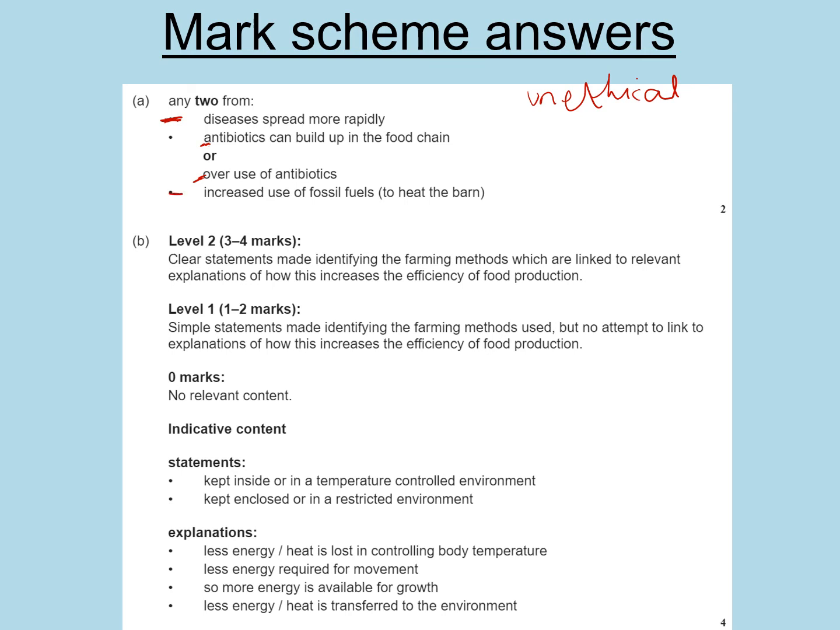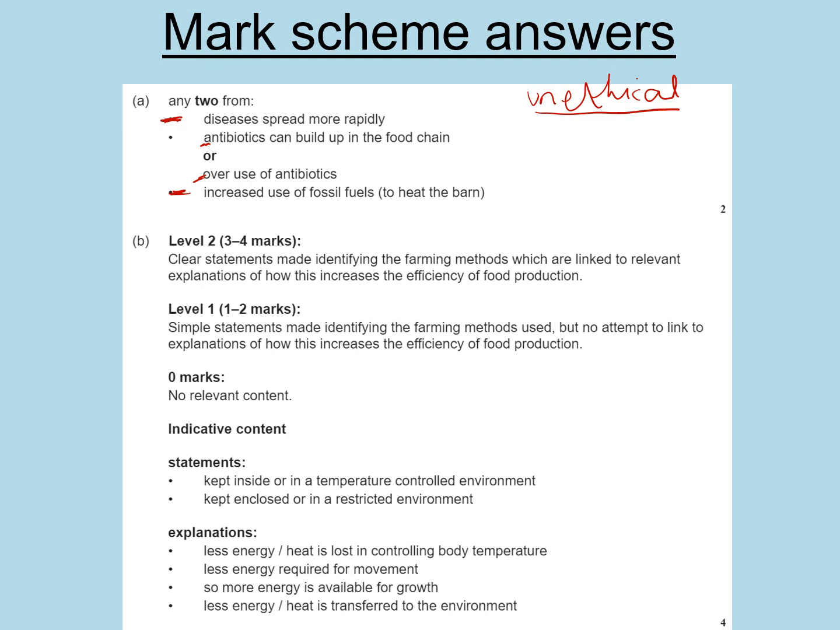And the third answer they would have given you is an increased use of fossil fuels to heat the barn. I think that's a bit of a tenuous one there, but I wouldn't have expected anyone to get that because it's not actually something you necessarily directly learn about in the lesson. But I do think that if you know about diseases spreading more rapidly and antibiotic overuse and that it's unethical, even though they already give you that in the question, those are the main disadvantages they're looking at when you're thinking about factory farmed animals.